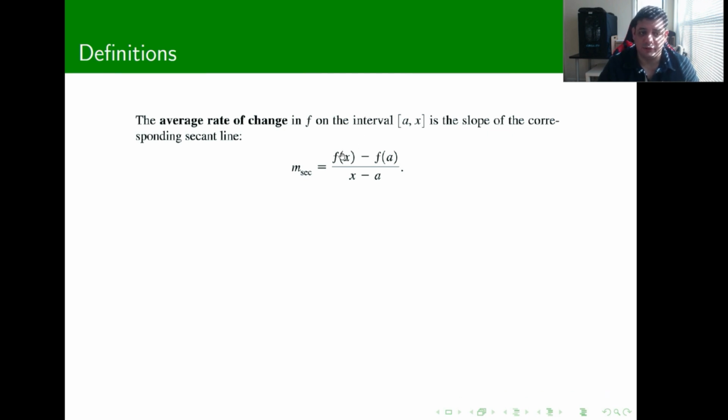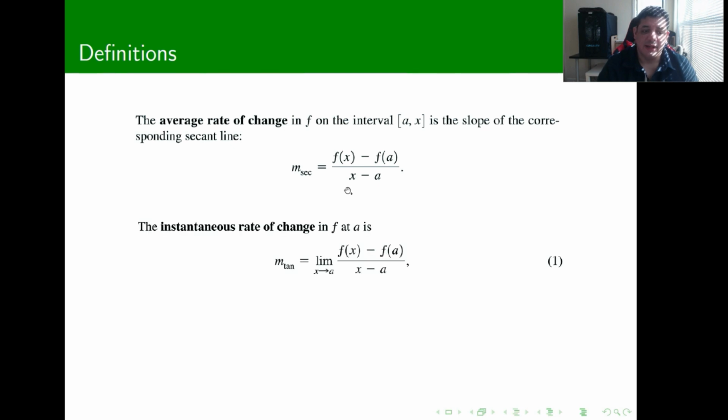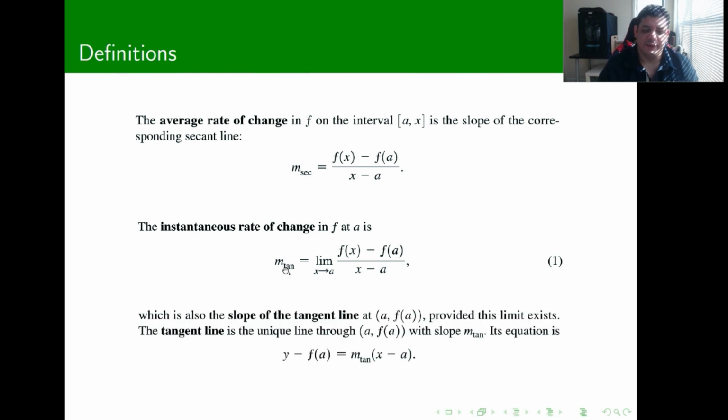So again, just to summarize, the average rate of change, as we saw in the introduction to limits, is related to the secant line, and it's just the difference between the values of the function over the difference between the values in the domain. And the instantaneous rate of change is just going to be the limit when we take the difference of those 2 points and we make it as close as we can. Okay, and so that produces a tangent line.